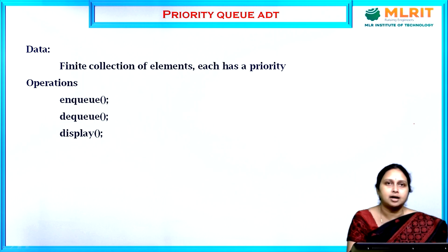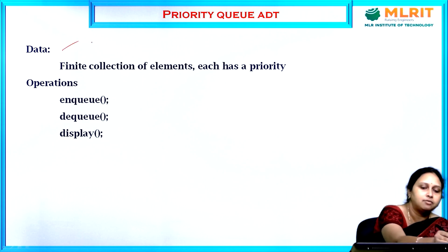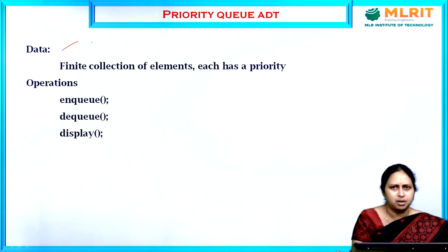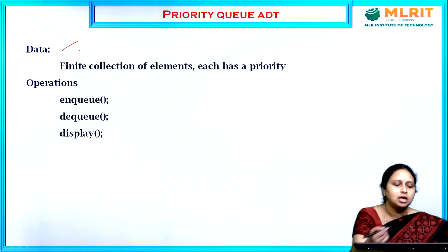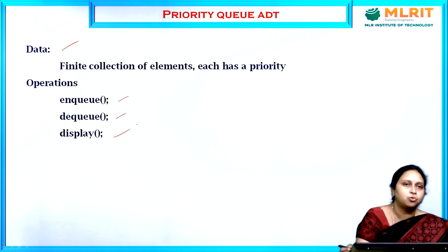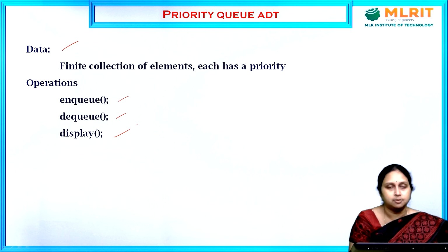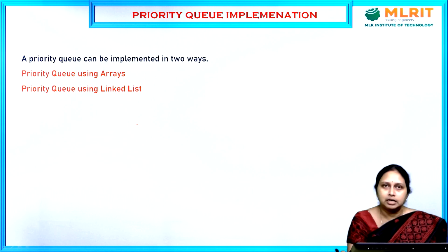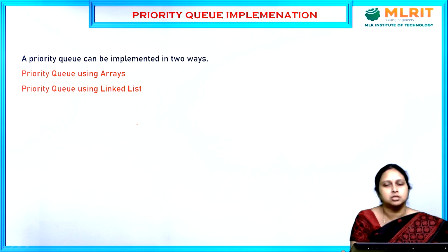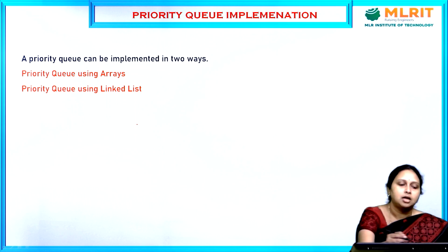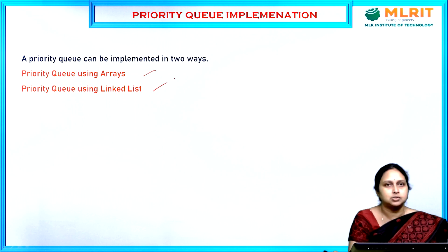Let us see what the priority queue ADT is. We know that the data part has the elements, you can give the priority, otherwise we can store them based on min priority or max priority representation, and the different operations we can perform are NQ, DQ and display operations, right. And how can we implement these priority queues? As we have seen in queues as well as in circular queues, here also we are going to implement these priority queues using array representation as well as linked list representation.